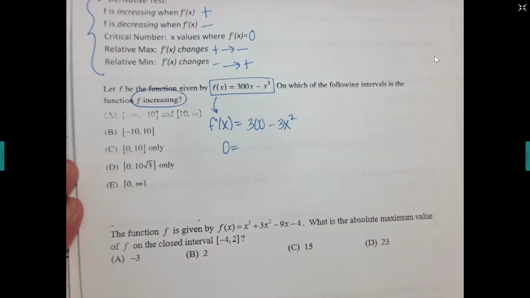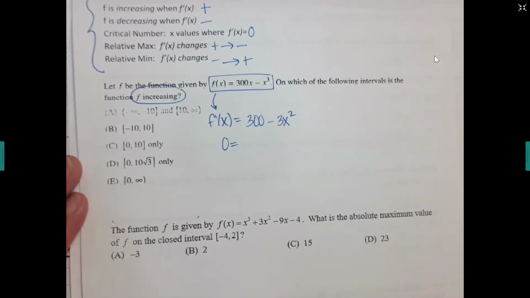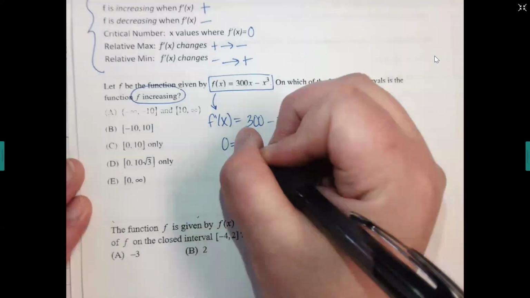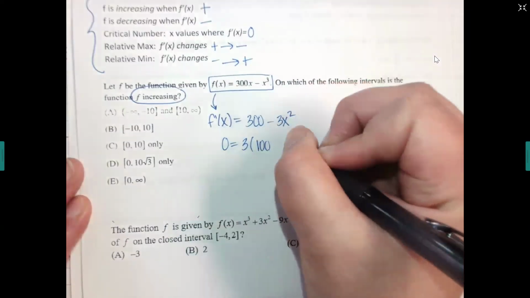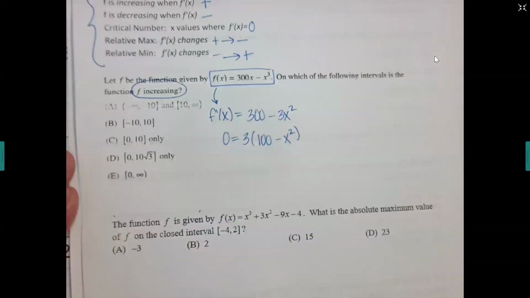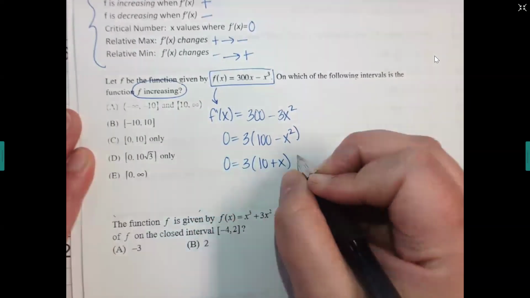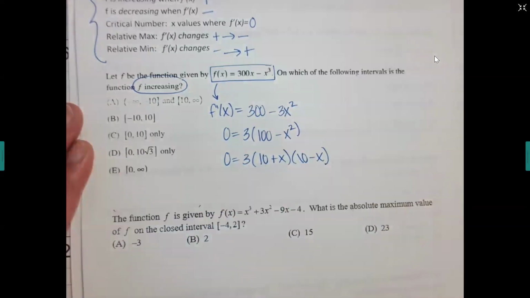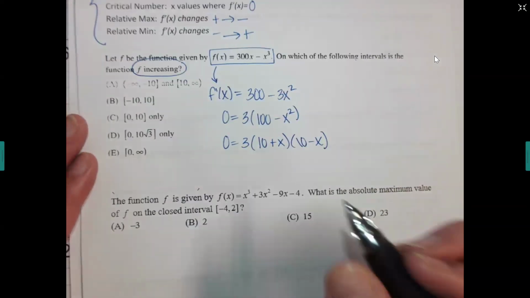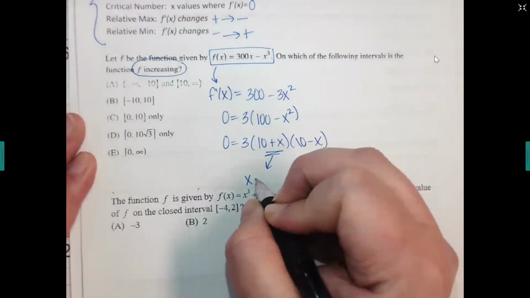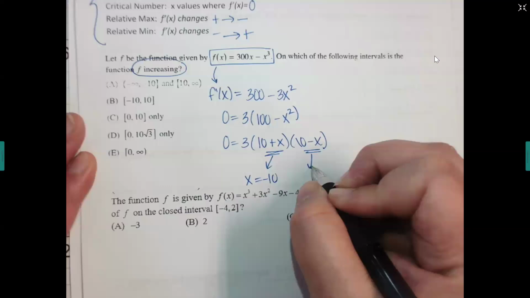Suhaila, you're looking for the one on the left for today's. What can I take out of both of those? 3. So that's going to leave me with 100 minus x squared. Now, don't just flip the order around on this. If you're going to do that, you can, but you need to GCF a negative out. So I'm not going to do that. I'm just going to factor it in the order that it's given. What's the square root of 100? So it'll be 10 plus x and 10 minus x. And then from there, what are my two critical numbers? Negative 10 and 10. Very good.